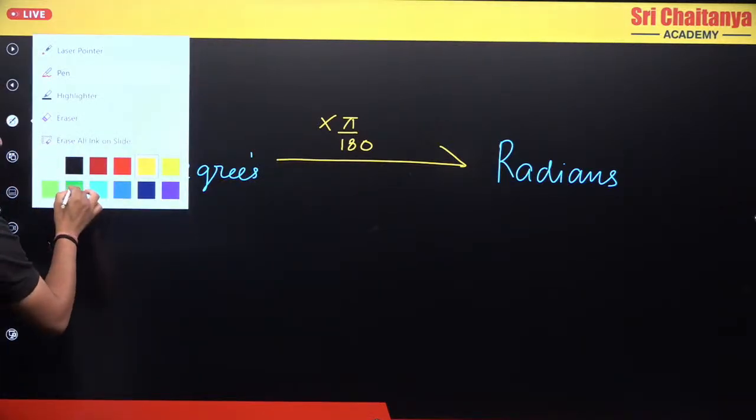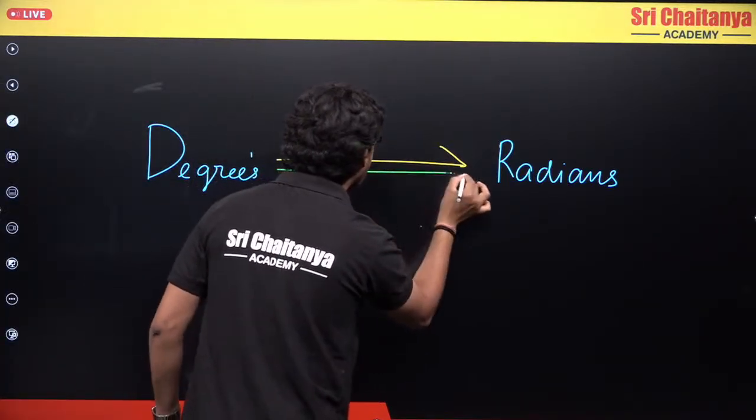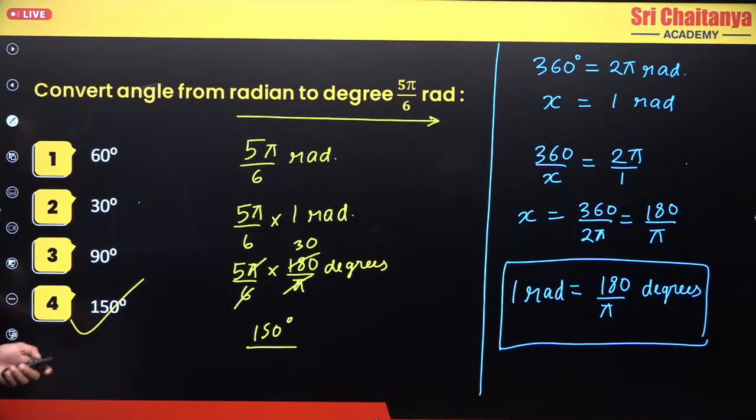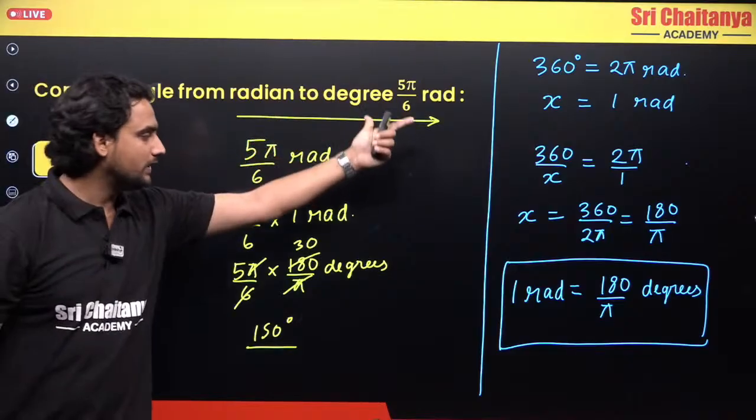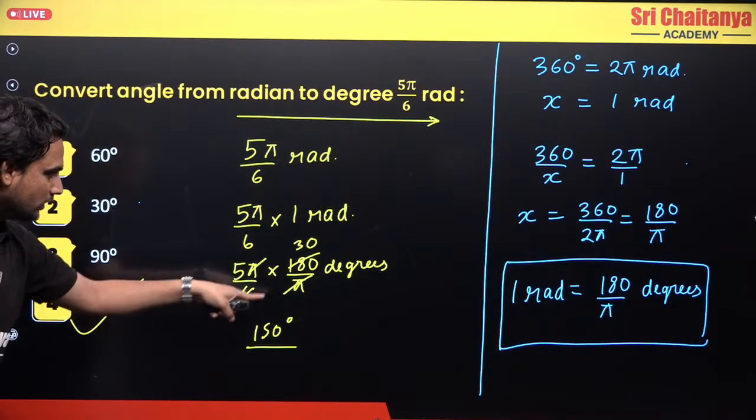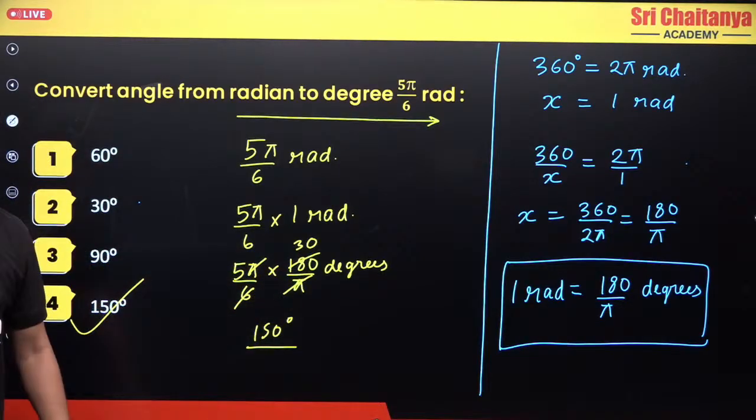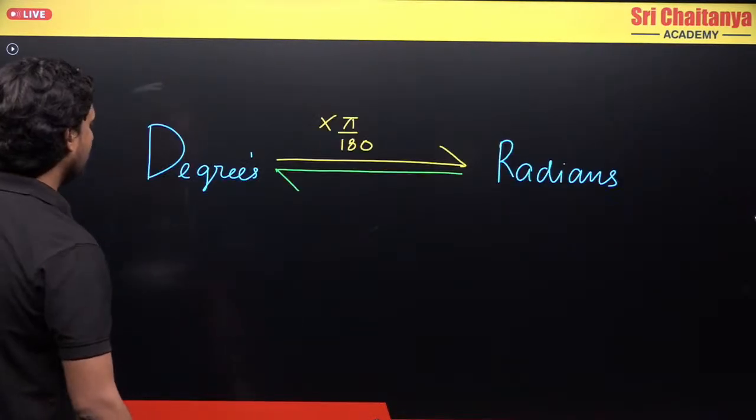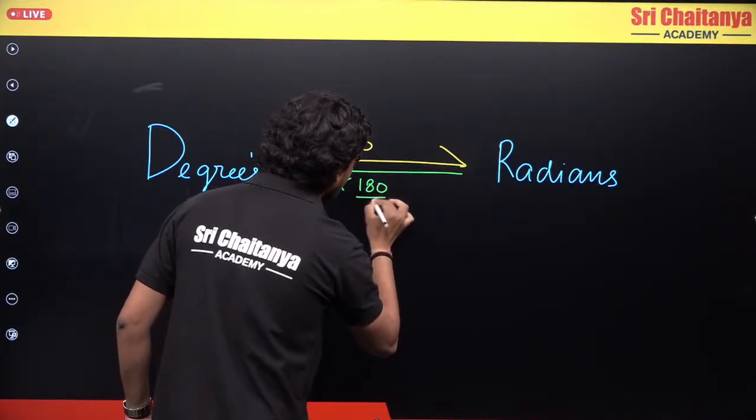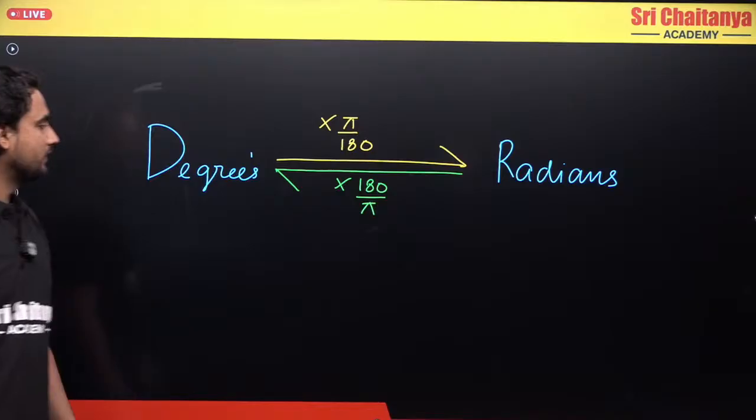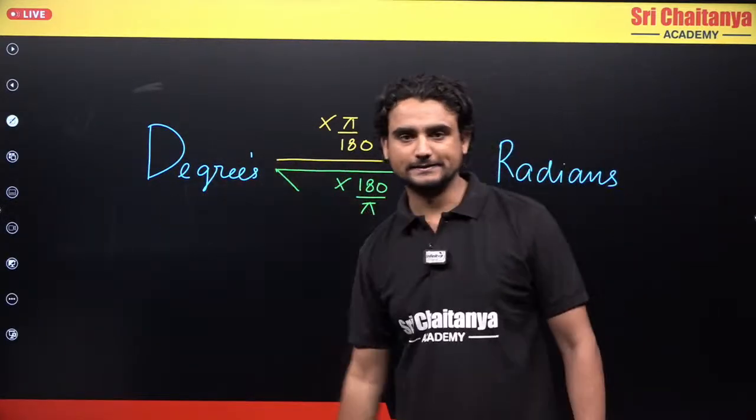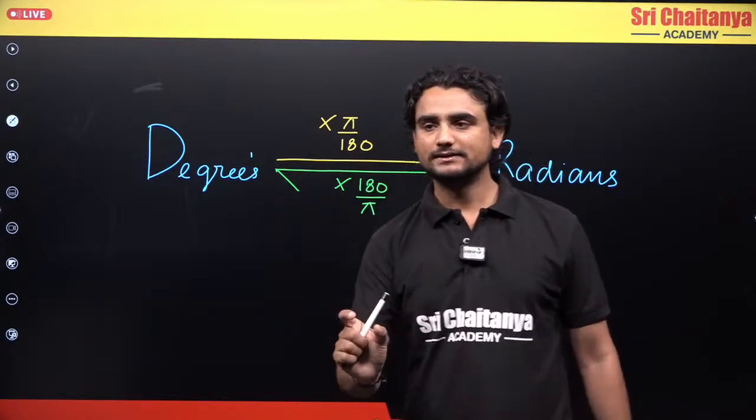But what if I want to do the opposite? If I want to convert from radians to degrees, look here, 5 pi by 6 was here, I have multiplied by 180 by pi. So just multiply it by 180 by pi. Simple as that. Okay. So this is how you can convert from degrees to radians and radians to degrees. Clear? So this is that easy.